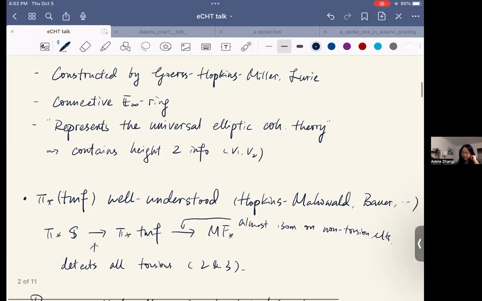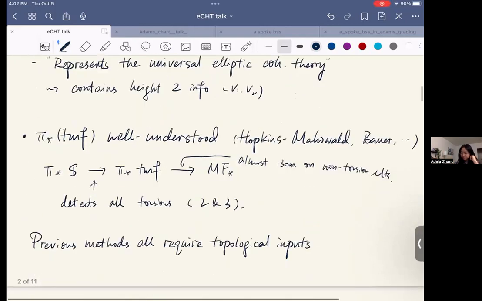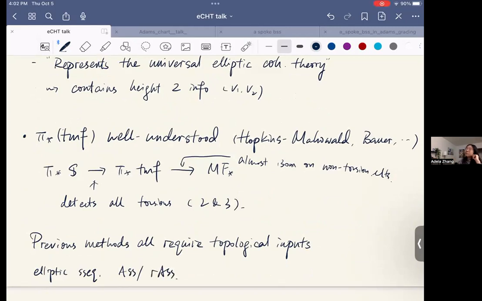In previous methods, all require topological inputs. To name a few, there's the elliptic spectral sequence, and there's the Atiyah-Hirzebruch-type spectral sequence by Dominic Culver and Mike Hill. The elliptic spectral sequence was probably the original approach. And there was the homotopy fixed point spectral sequence that was implicit in the work of Hopkins, Hill, Ravenel, and recently written down explicitly by Angelini-Knoll, Mark Behrens, Eva Belmont, and Hana Jia Kong.